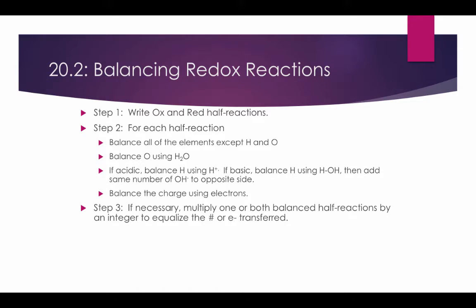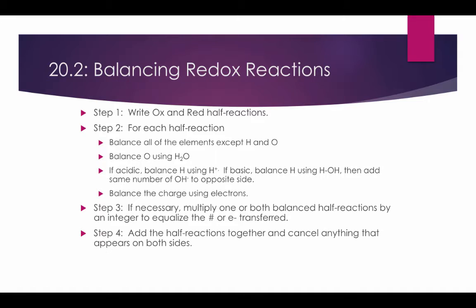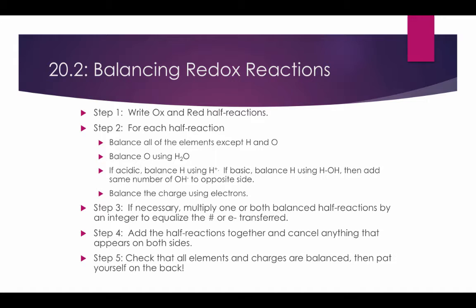Then, if necessary, we'll multiply one or both of the half reactions to equalize the number of electrons transferred. And finally, we'll put the half reactions back together and cancel anything that appears on both sides. And of course, as always, we want to double check that all the elements and charges are balanced.